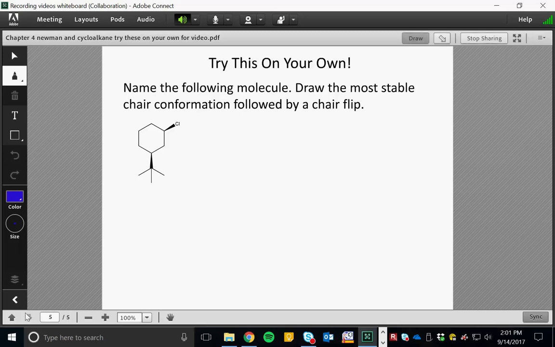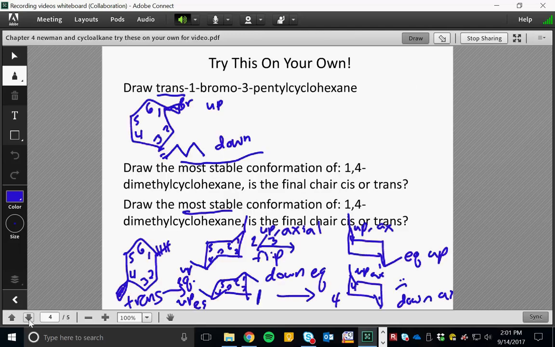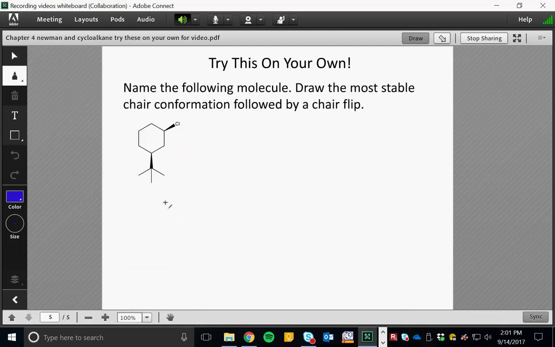On the previous example, I didn't tell you about the hash and the wedge. That's why we had 4 structures. If you have more than 2 substituents off of here, it'll end up being more than 4 structures. So just kind of keep that in mind. We can get a lot of structures here at once. So luckily with this one, I gave y'all the wedges.